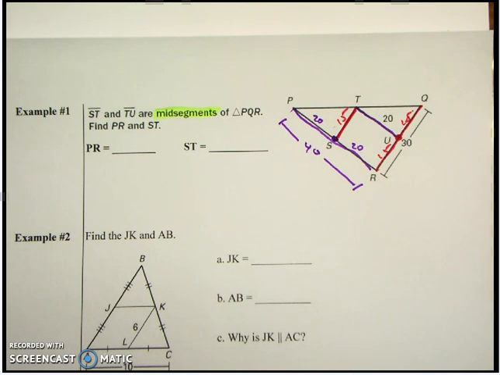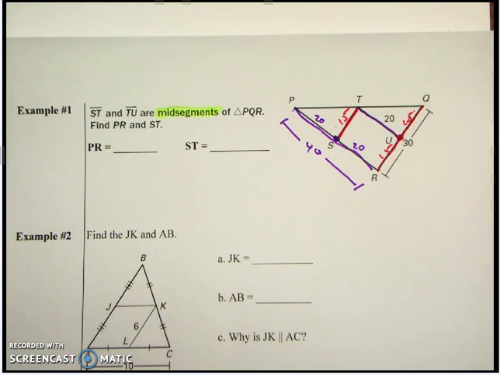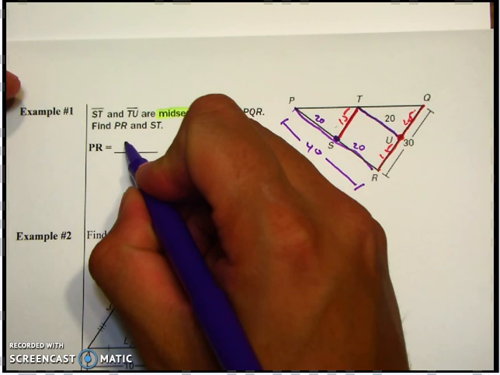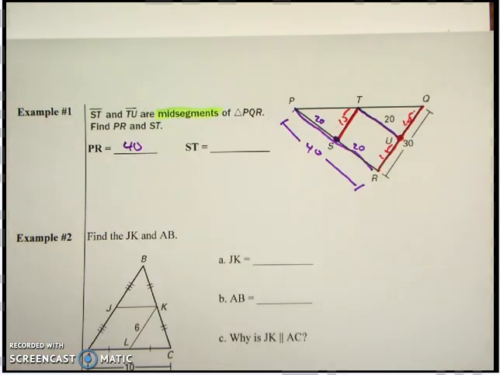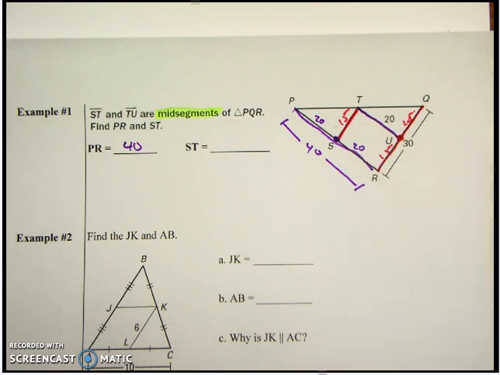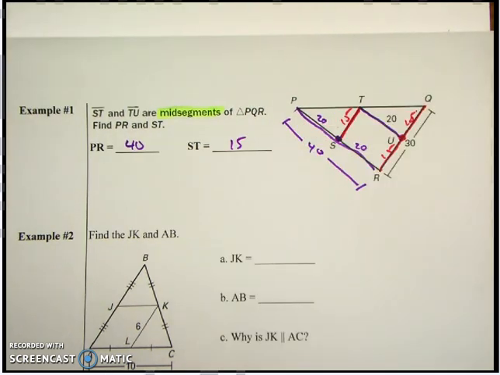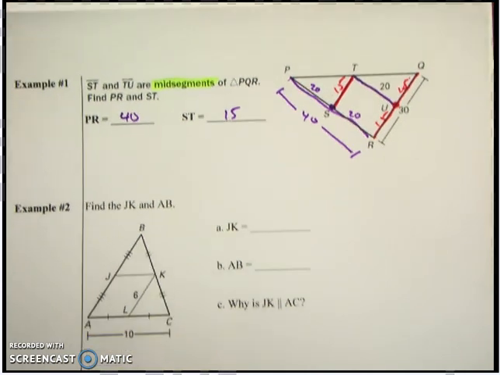Then go ahead and label what you know. They want to know how big is PR, which you already discovered. It says what? So it'll be 40. And then ST right here, it should be 15. There you go, not so bad. The more you practice, the more you can remember that pattern. Let's try one more.